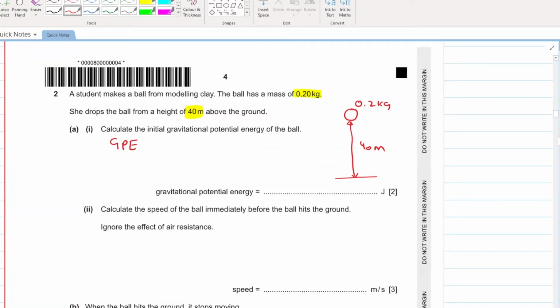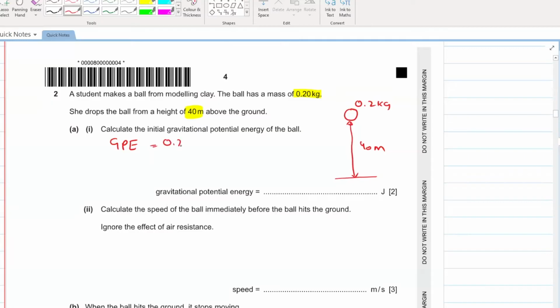भाई, examiner बहुत ही kind हुआ है आज. Examiner has been too kind towards you. He is giving you 2 marks for just calculating mgh, gravitational potential energy का formula लगाने के 2 marks दे रहा है. So let's apply that formula.